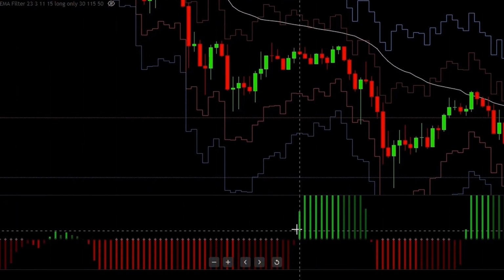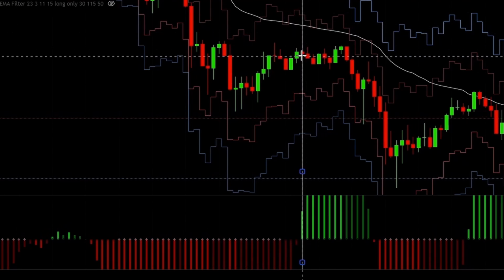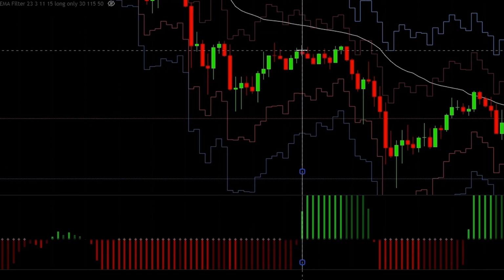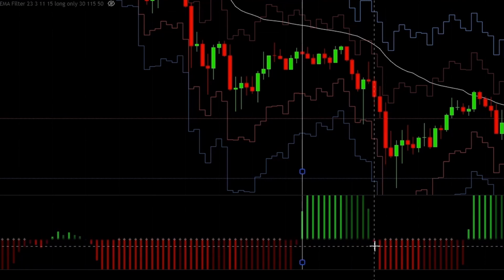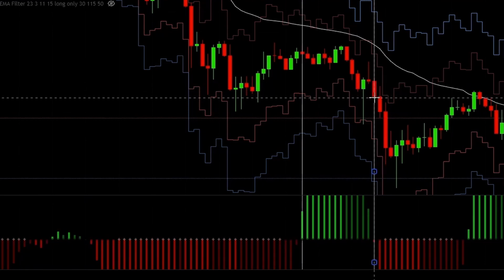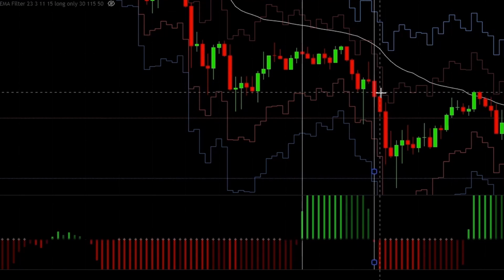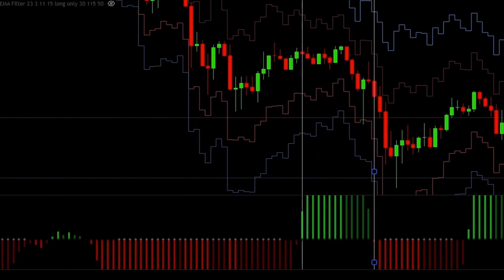So this would have been a long entry, but the price closed under the volume weighted moving average, so it's not a valid entry. And here is a short entry, and the price closed under the volume weighted moving average, so that is a valid short entry. Now let's see the next volume indicator.